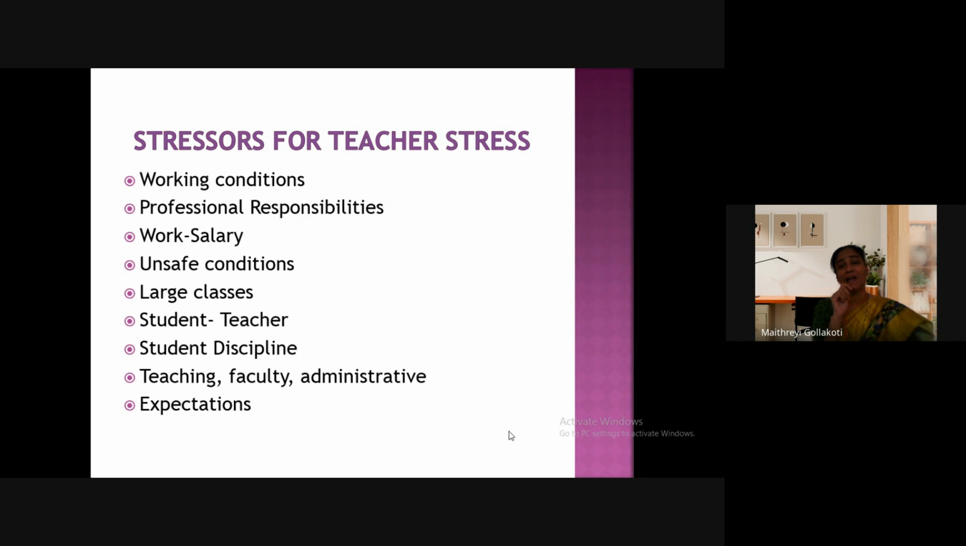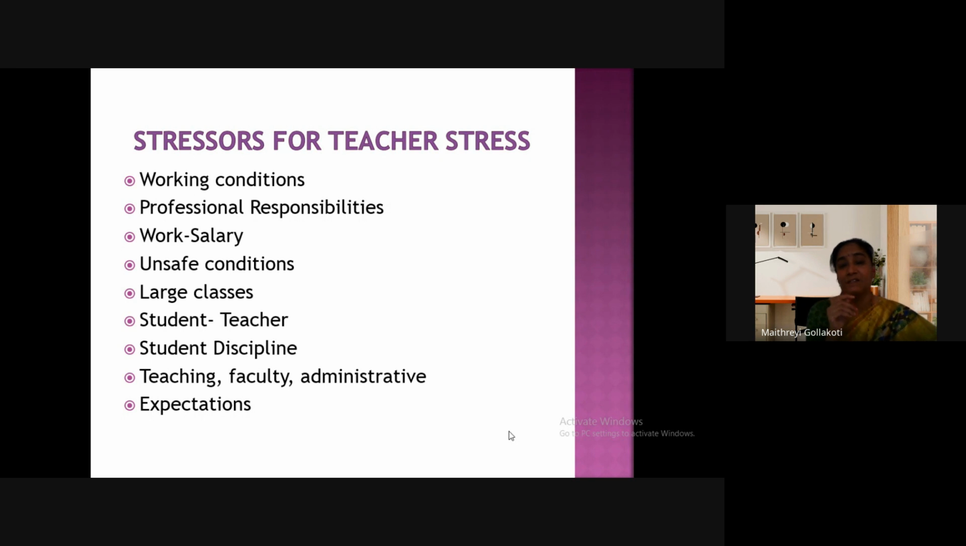Next is work and salary. In some institutions, unfortunately, salary becomes very difficult because sometimes salary may not be given on time. Sometimes salaries may be cut because of some other reasons, especially during COVID. I have seen many people struggling because of this, because of online classes and because of lockdown. It was very difficult for salaries, isn't it? In such conditions, people get stressed, obviously.